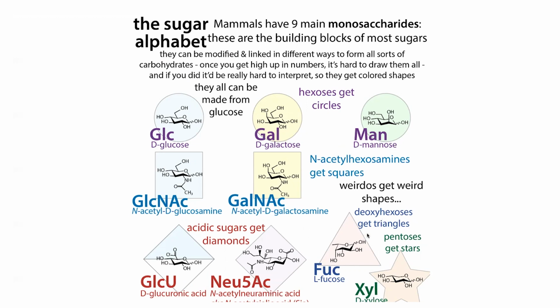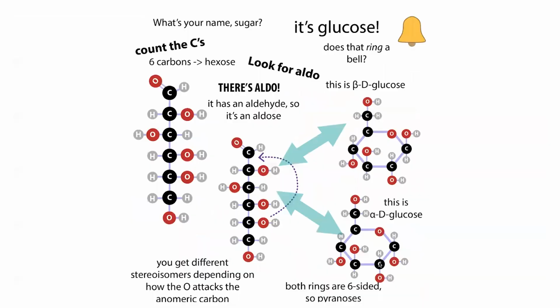And then you have weirdos that get weird shapes. So deoxyhexoses get triangles and pentoses get stars. So pentose would be five-carbon sugars. Okay, so an example is xylose.